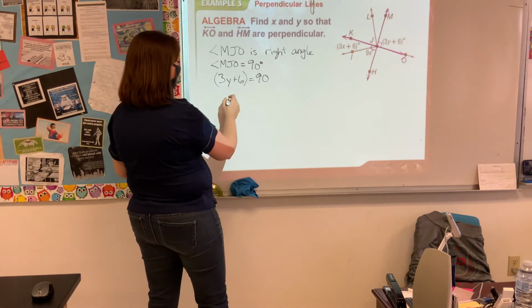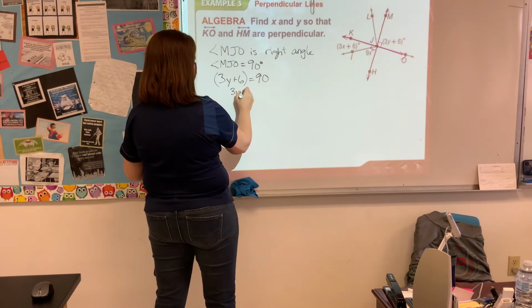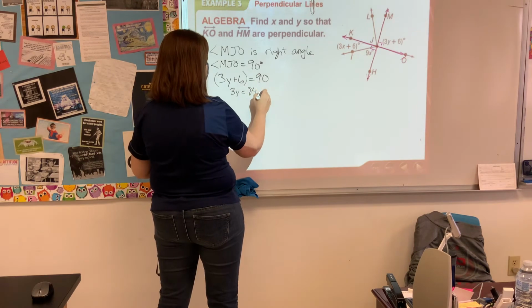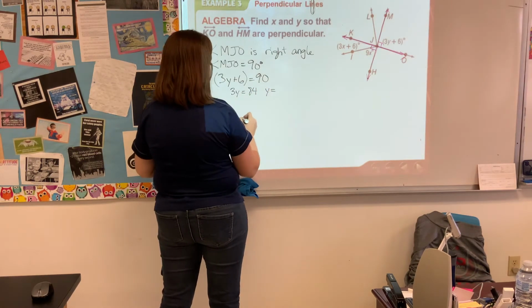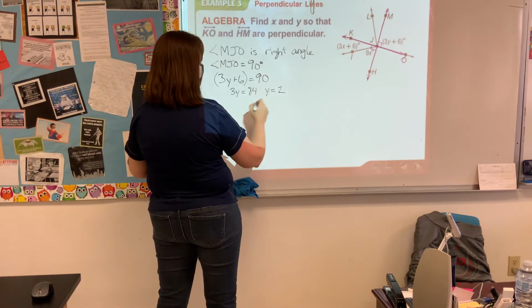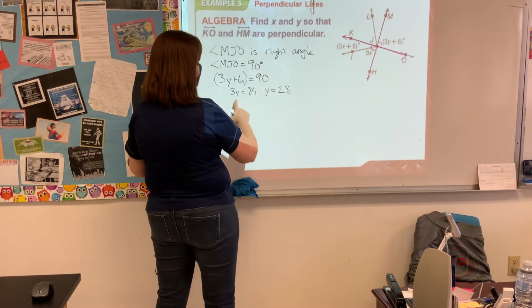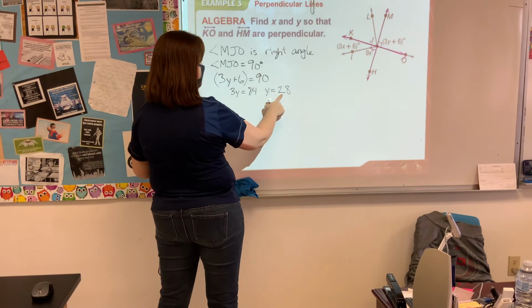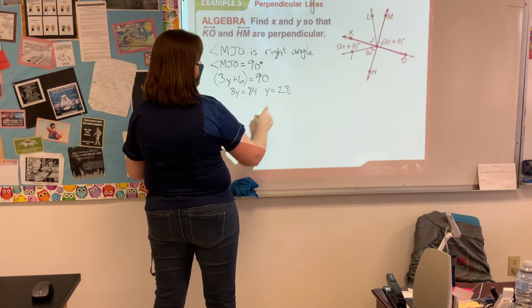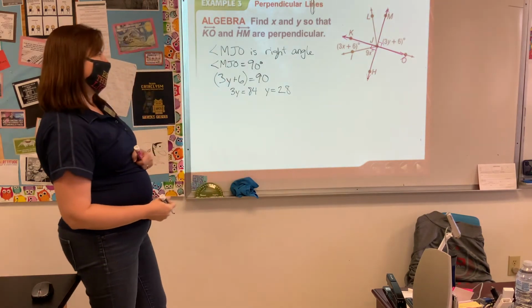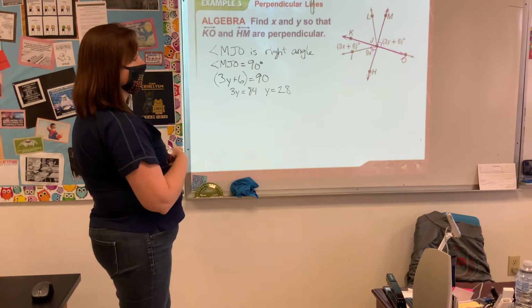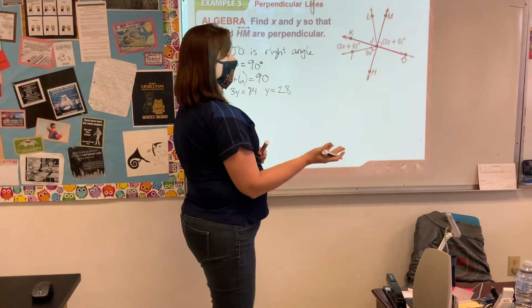Okay, now we can solve for y. 3y is equal to, subtract 6 from both sides, we're left with 84. So y is 28. Okay, 3 times 20 is 60. 3 times 8 is 24. 60 plus 24 is 84. So y is now 28. Okay, that helps us figure out what y was.